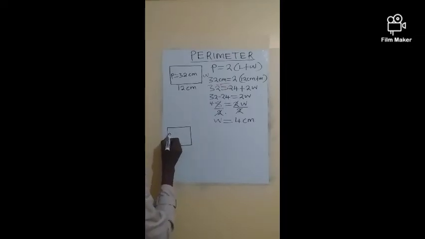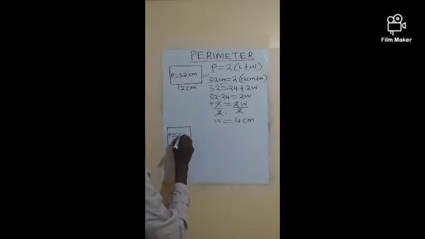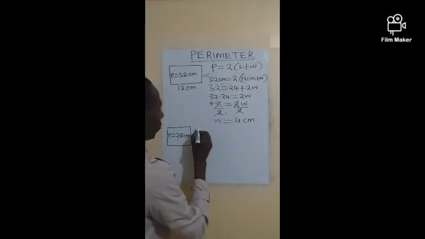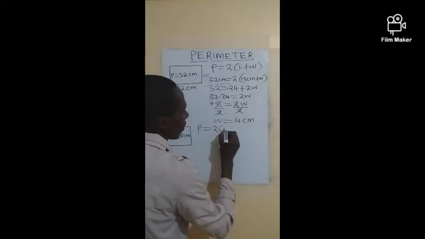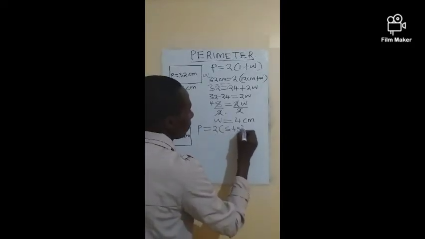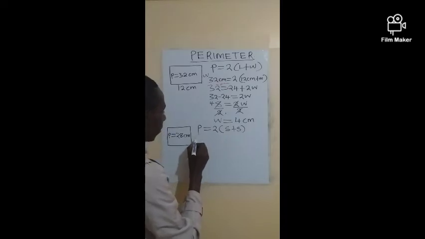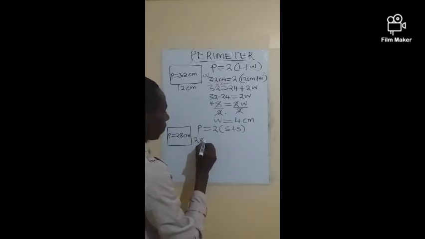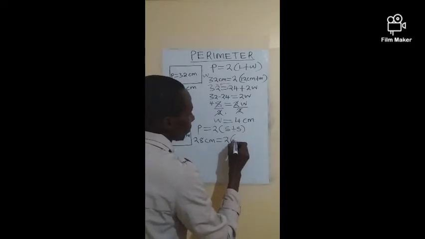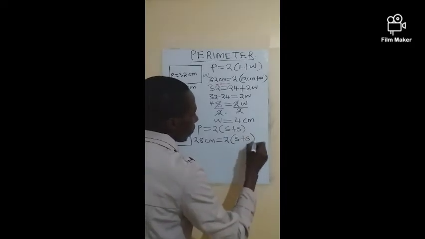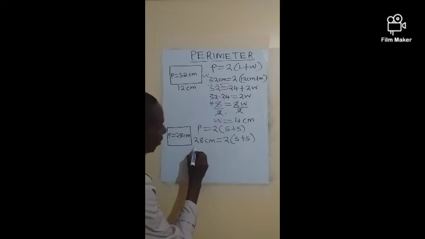Then we have the perimeter, which is 28 centimeters. Then we have been told to find the sides. Just write the formula. Perimeter is 2 into side plus side. We have the perimeter, 2, but we don't have the sides. Now we ignore the units.